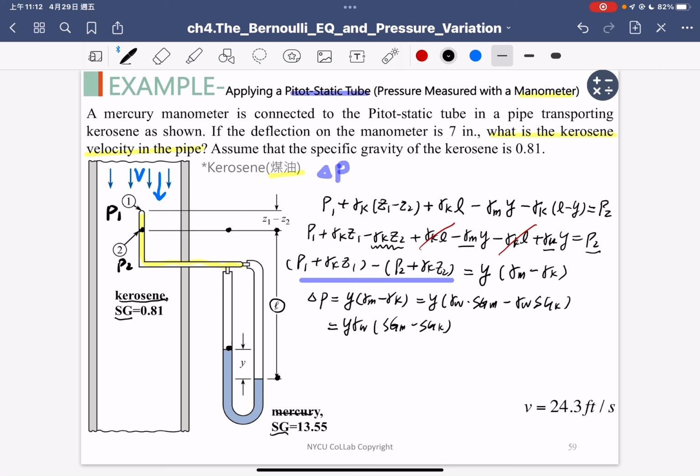And how can we compute the velocity? Based on the equation, we know that the velocity V will equal to the square root of 2 times delta P divided by the density. So this is our velocity, right? And what is the density in here? Because the flow is the kerosene, we need to use the rho K. And we know that the rho K will equal to the SG K multiply the rho W, right? So we can put the number inside.